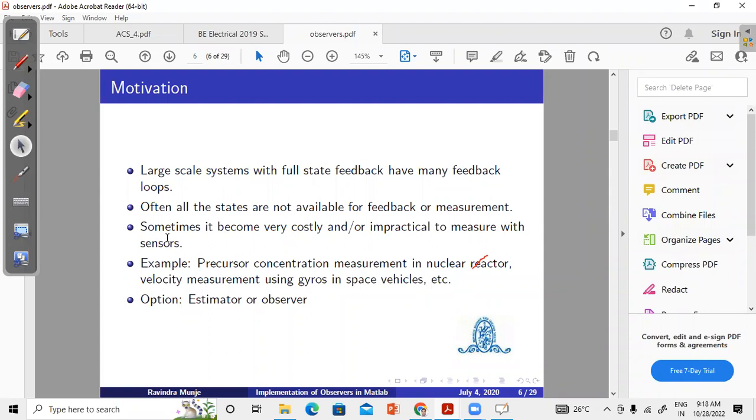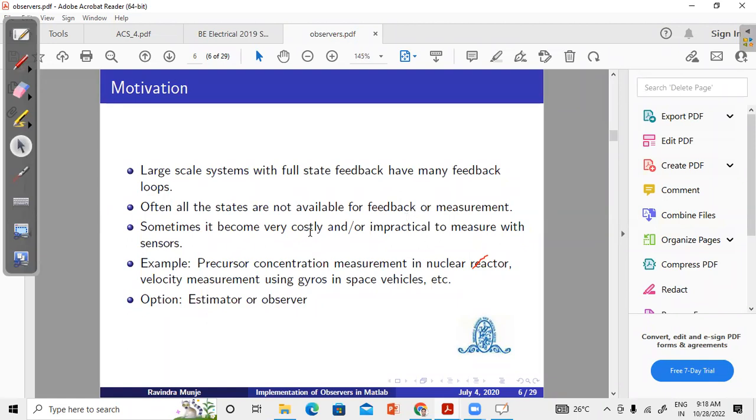Some variables we have to estimate by the estimator. So often all the states are not available for the feedback or the measurement. Like, as I said, current we can measure by the ammeter, speed we can measure by tachometer, but there are some variables which we cannot measure with any other instrument or measuring device.